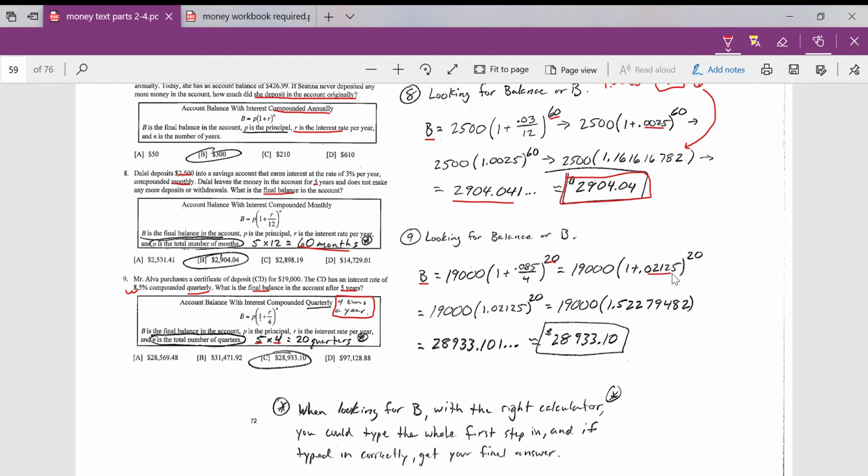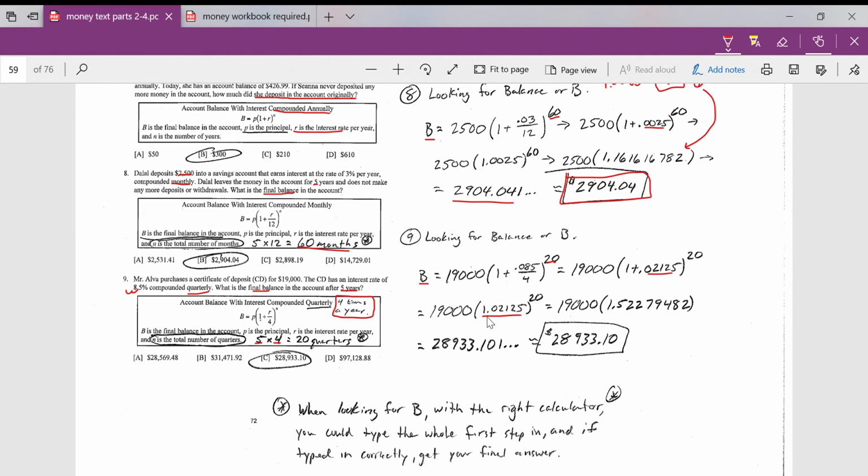That gives us 0.02125. We have to add 1. That's where we get this. Easy addition. This is where a mistake can be made. Don't multiply these two. You have to do the exponent first.